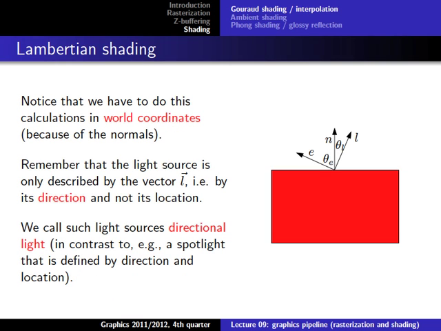And the important thing now, which I didn't talk much about at that time, because at that time we didn't have the transformation yet between the different coordinate systems: we have to do these calculations in the world coordinates, because otherwise the normals will not be transformed appropriately. We already talked about that, but I didn't mention it explicitly that way.